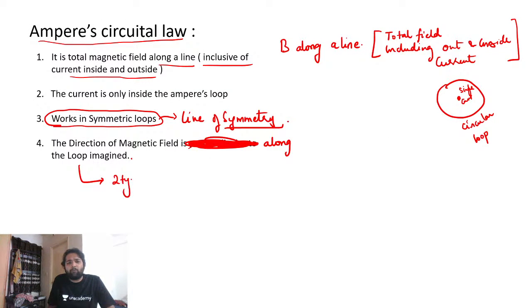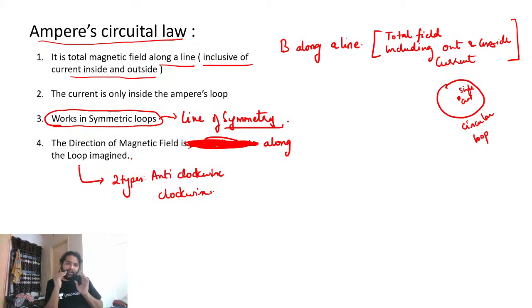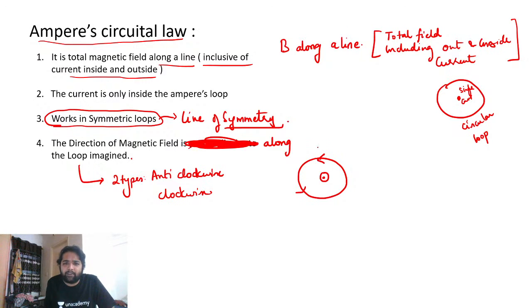Two types. One will be anti-clockwise and the other will be clockwise. Clear, guys? So the direction of magnetic field in this loop will be either clockwise or anti-clockwise based on the total current in the current carrying wire. Simple. If this is upward, the direction of magnetic field will always be anti-clockwise here, right? Which is what we already derived. If you take the anti-clockwise loop, we will take this as positive and this as negative.